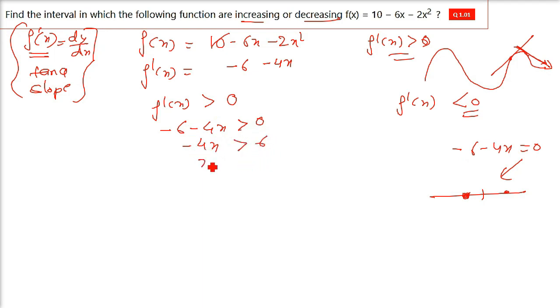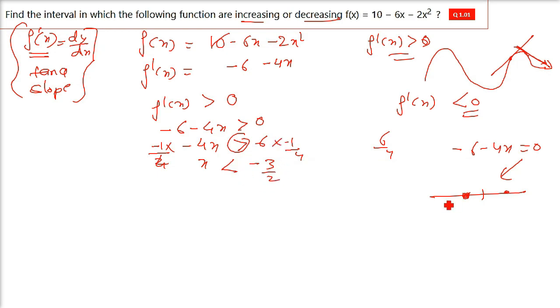Now we have to multiply by a negative in order to get the value of x. So better is to multiply both sides by negative 1 by 4. Whenever we multiply by a negative on both sides of the inequality, the inequality changes. The greater than will become less than. So what do you get? 6 by 4 is 3 by 2. Negative is already there, so it will be minus 3 by 2. So x is less than negative 3 by 2.